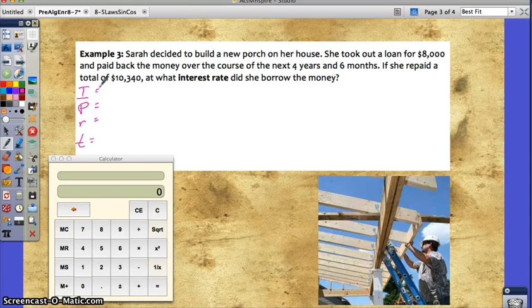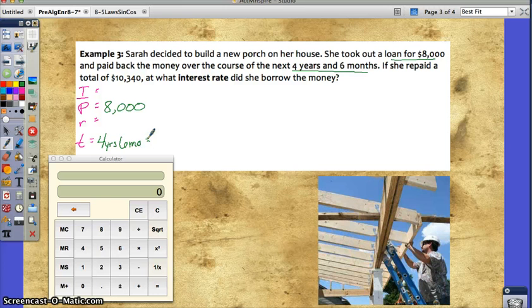She took out a loan for $8,000. That's going to be your principal. It's the amount that you're starting with. And she paid back the money over the course of the next 4 years, 6 months. Okay, we need to put the time all in years. So we have 4 years, 6 months. How are we going to write that as just years?